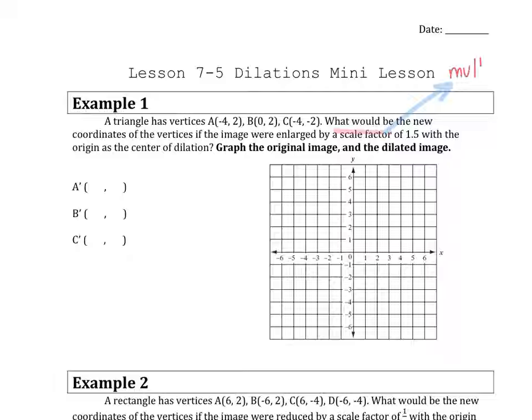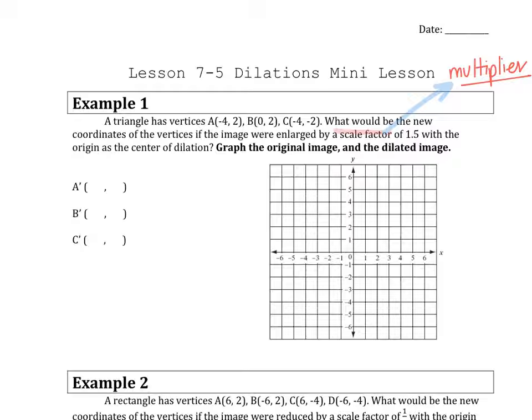So I'm going to write that on here. Look at it as your multiplier. It's something that's going to help you multiply the points so that you can dilate your shape. It's going to be bigger in all areas of your shape, proportionally, of course. So let's get started on the first one.